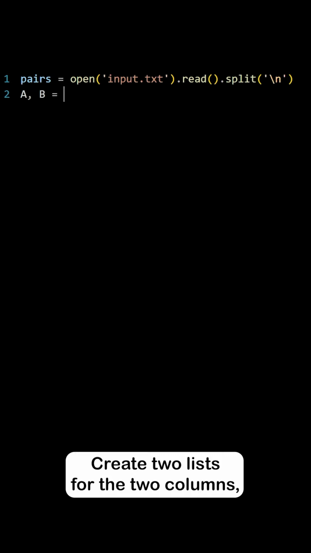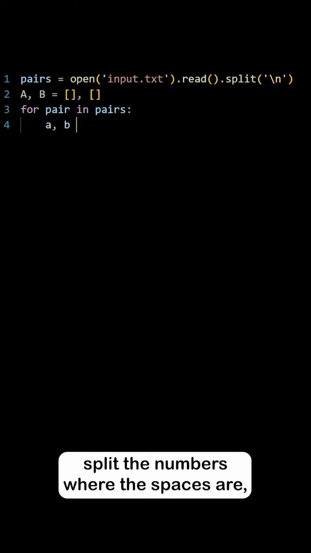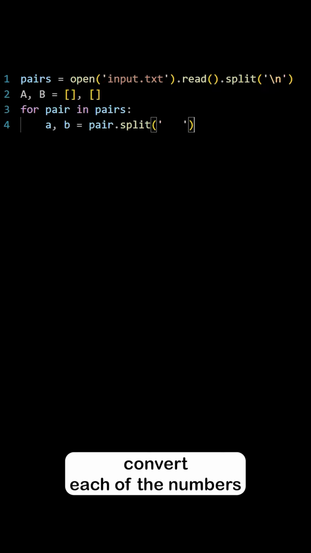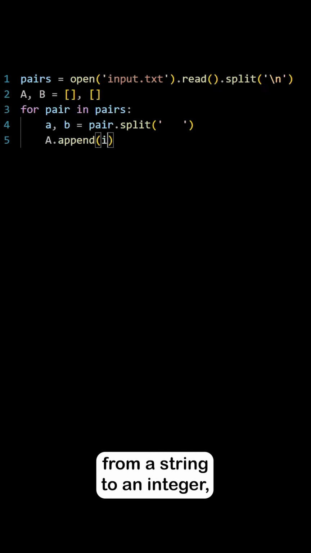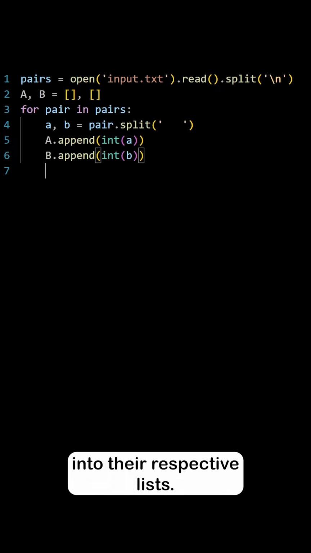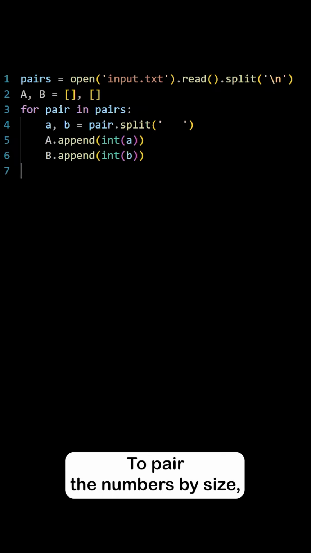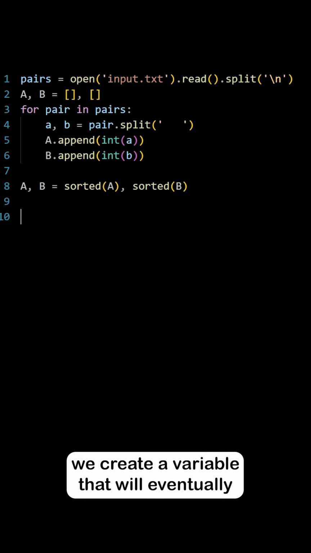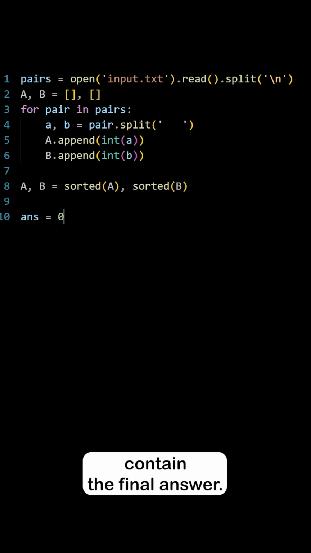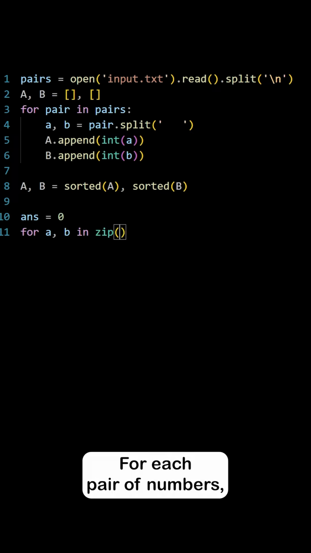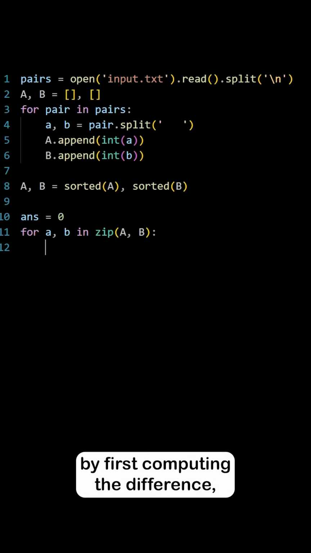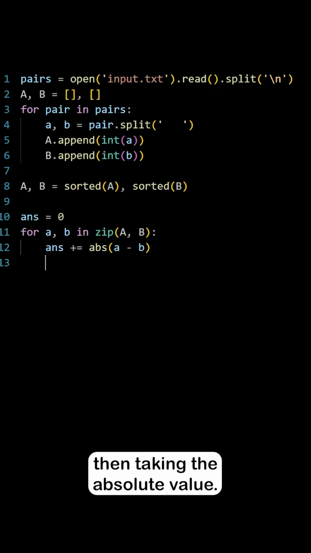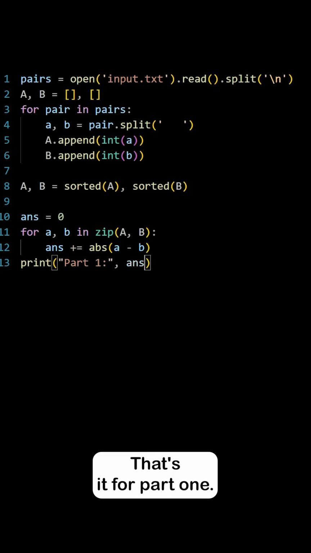Create two lists for the two columns, split the numbers where the spaces are, convert each of the numbers from a string to an integer, and insert them into their respective lists. To pair the numbers by size, we can simply sort both of the lists. Next, we create a variable that will eventually contain the final answer. For each pair of numbers, we can get their distance by first computing the difference, then taking the absolute value. That's it for part 1.